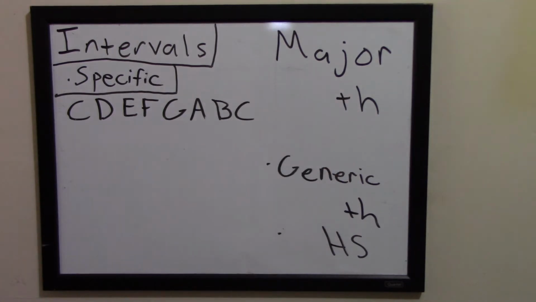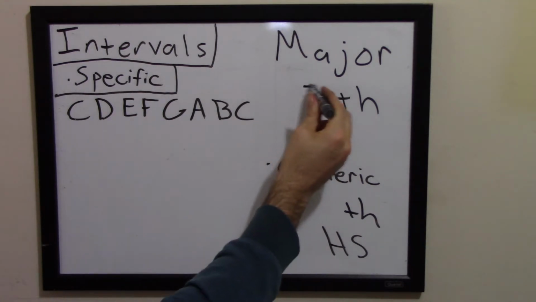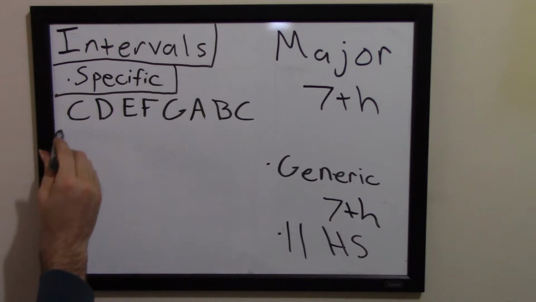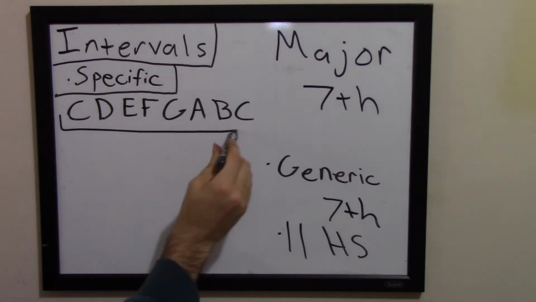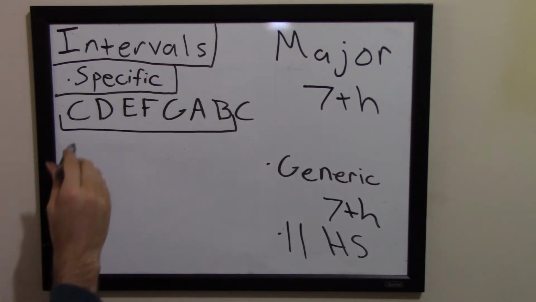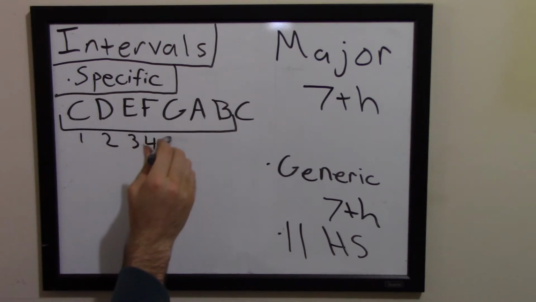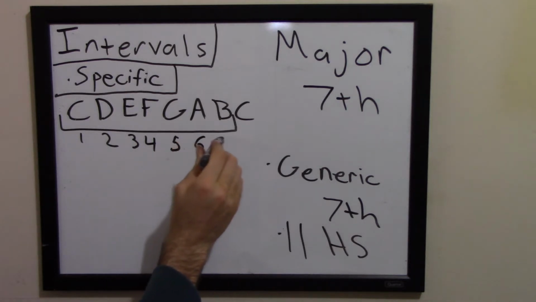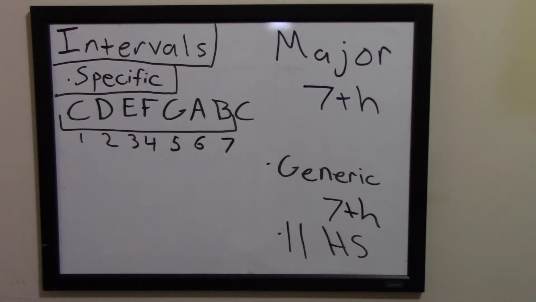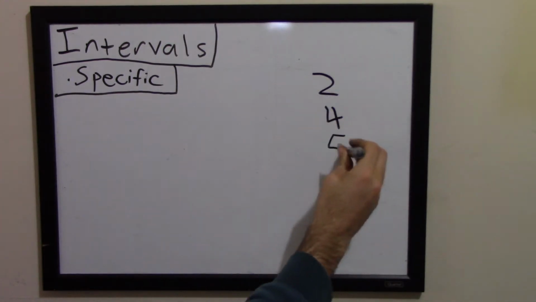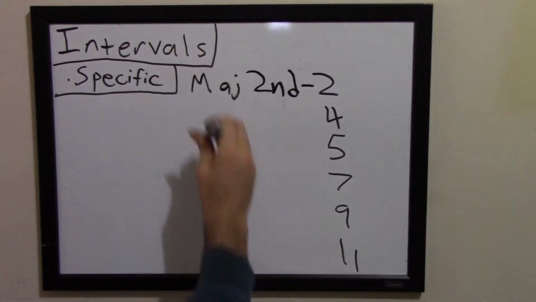And then we have our seventh, and that's the end. So we're going to give you a major seventh. That is a generic seventh that consists of 11 half steps. And yes, you guessed it, the distance between the first and seventh note of a major scale is a major seventh. In our example here, it's the distance between C and B. That is a generic seventh, and it consists of 11 half steps. So you have 2 half steps, 4, 5, 7, 9, and 11.